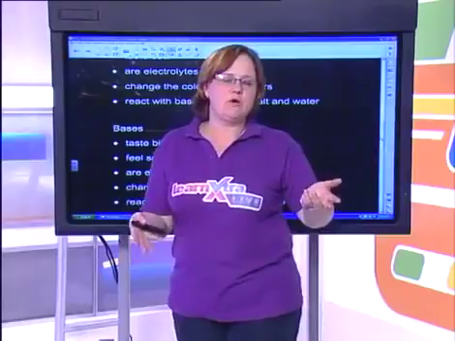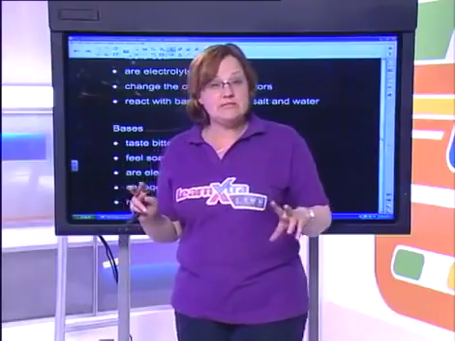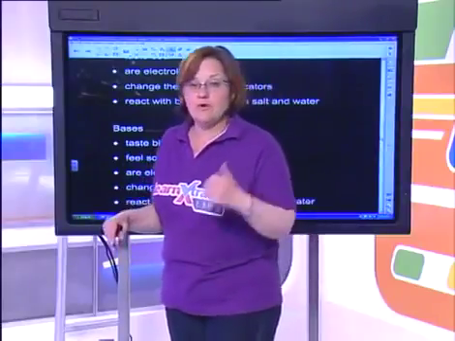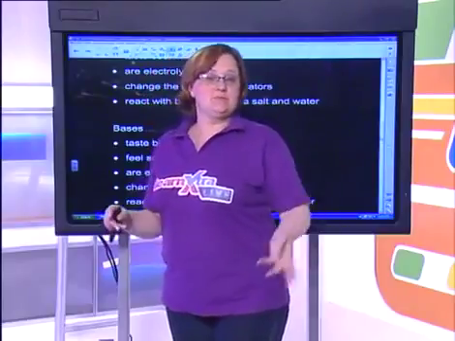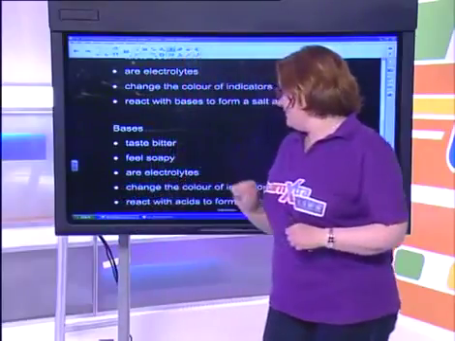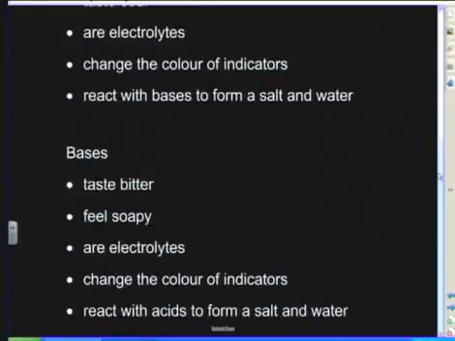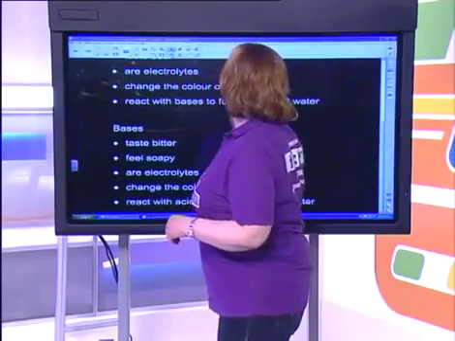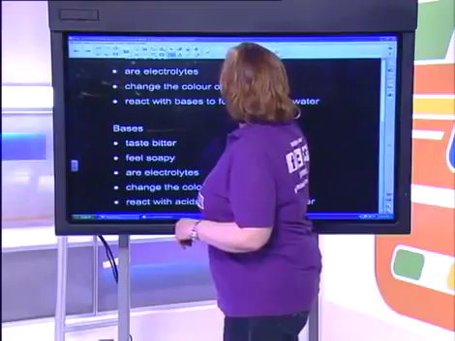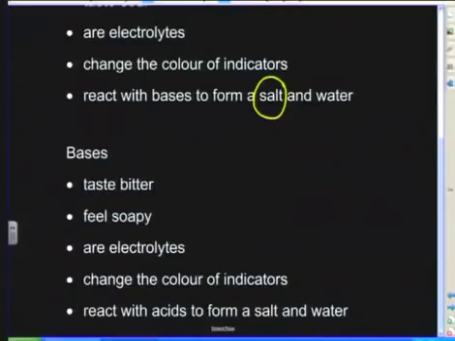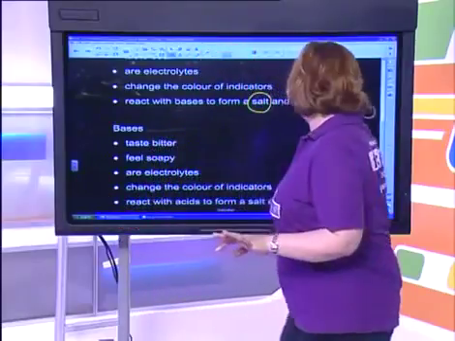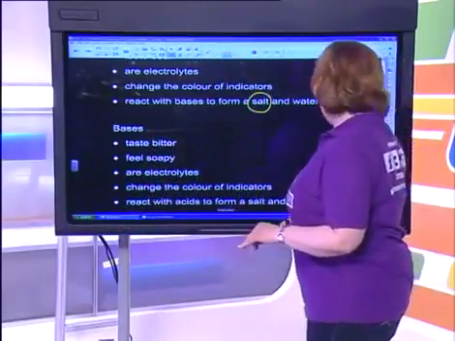Probably the best one you've ever looked at is litmus, red and blue litmus paper, knowing that it goes red in an acid and blue in a base. And then, of course, an acid reacts with a base to form a salt and water. And remember, just make sure you'll recognize this, a salt is simply an ionic compound. That's all it is. So, common acids and bases.